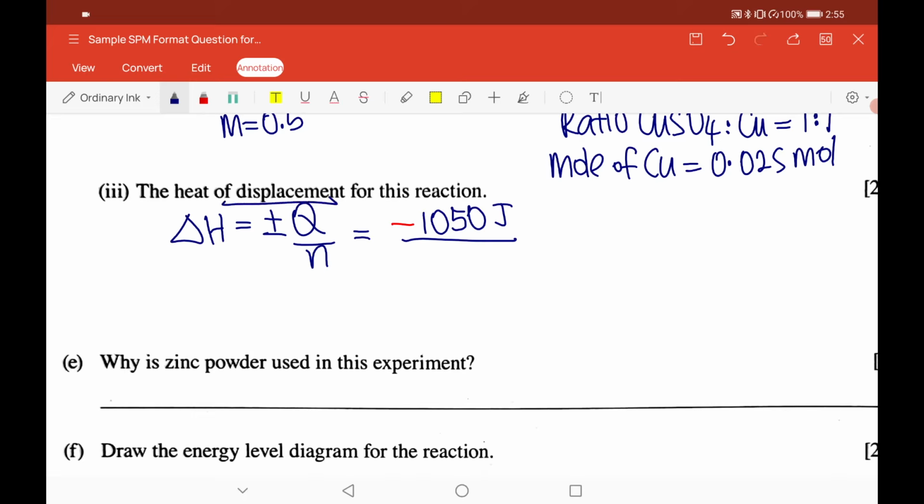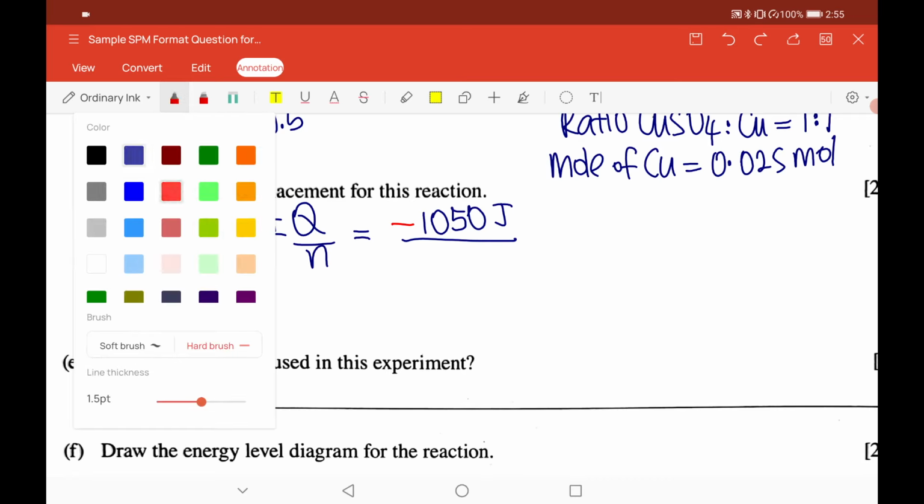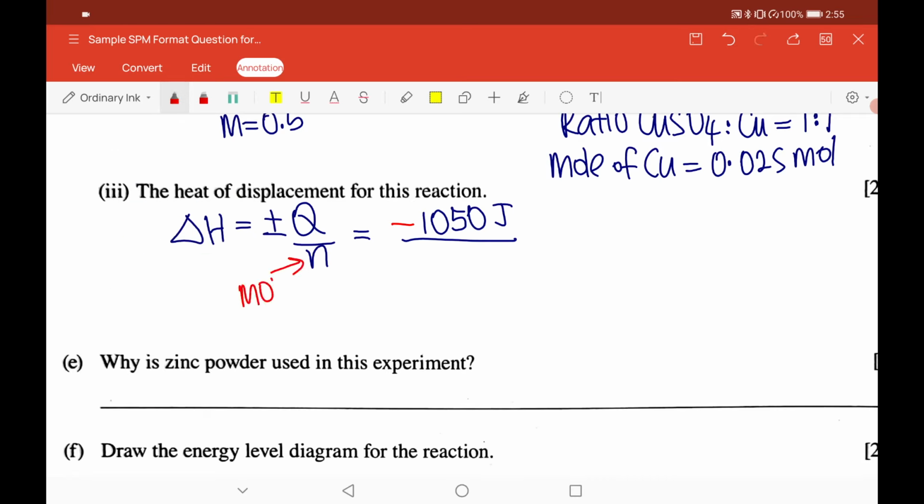Heat of displacement. Displacement, what is it? Displacement means the gangster bully concept. You want to kick the metal out. The more powerful gangster kicks out the less powerful gangster. So the n here is the mole of the metal that is displaced, the mole of the metal that we kick off.